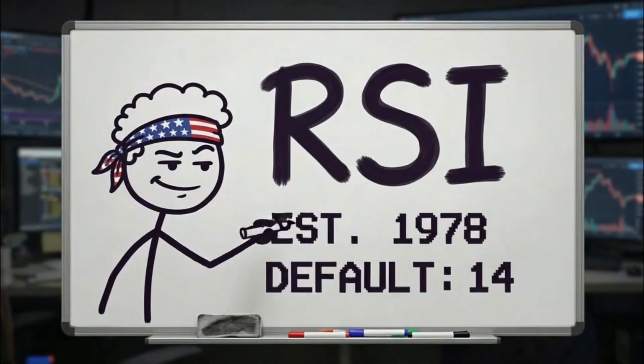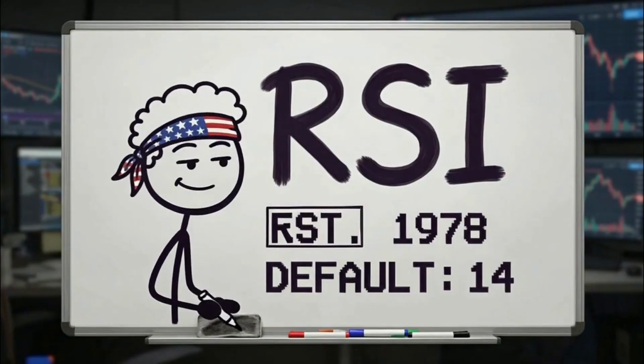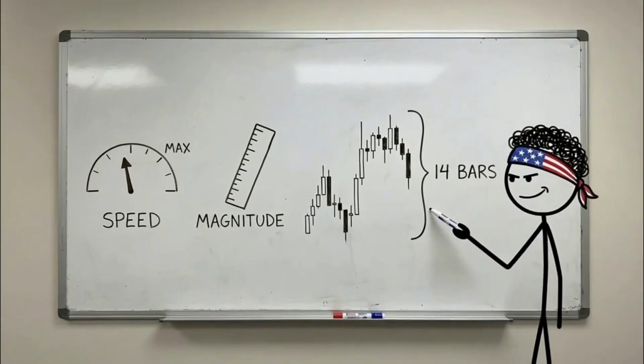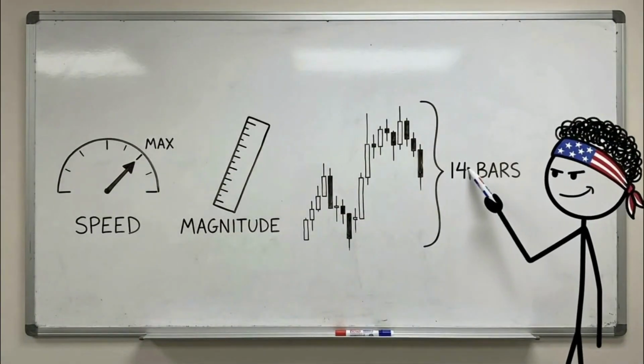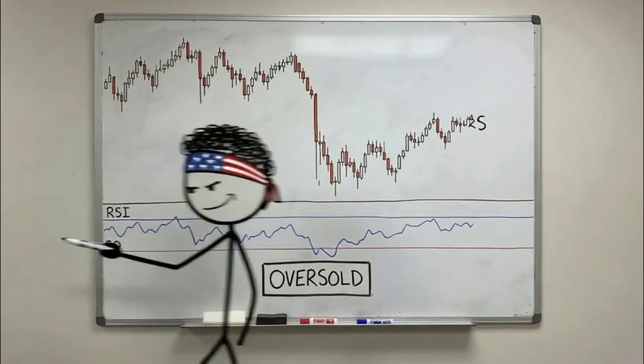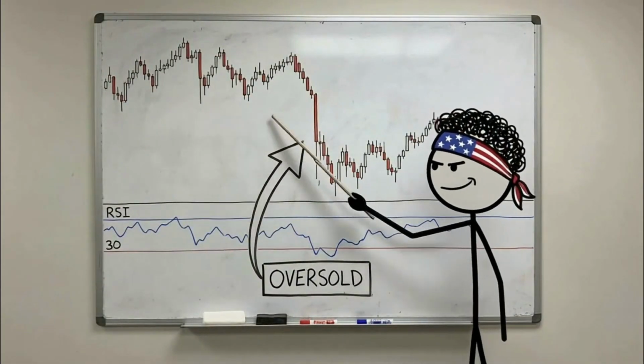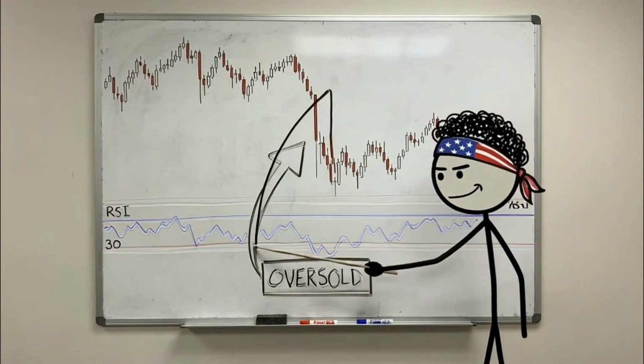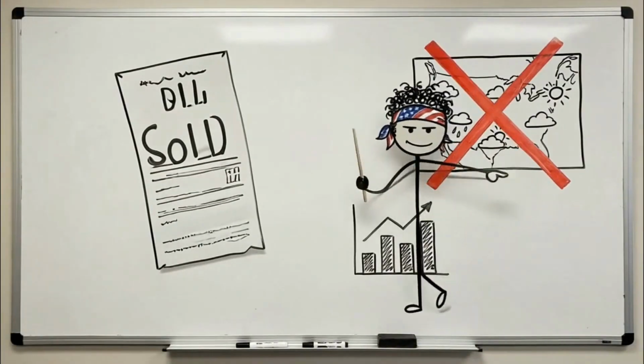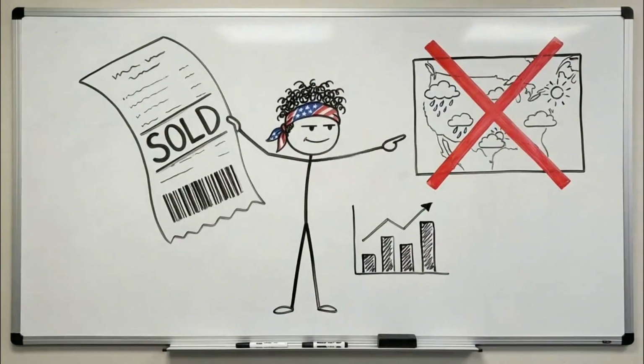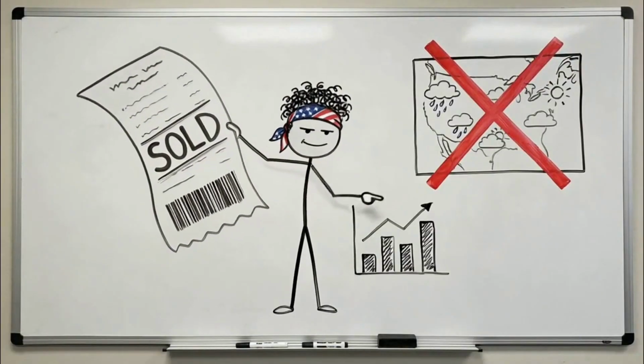RSI, the Relative Strength Index, developed in 1978, default setting 14 periods. It measures the speed and magnitude of price changes over the last 14 bars. When RSI hits 30 and your screen flashes oversold, that reading is confirming a drop that already happened. The selling already occurred. The signal is a receipt, not a forecast.